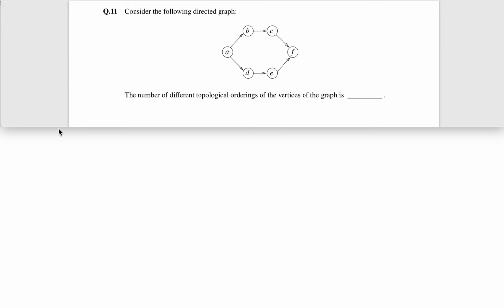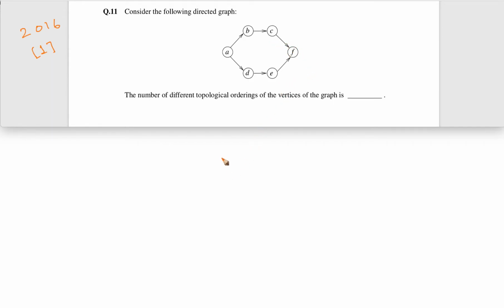Okay, now let's see this question. This question came in GATE 2016 for 1 mark. The question is, consider the following directed graph. So this directed graph is given and the question is the number of different topological orderings of the vertices of the graph is what? So for this directed graph, we have to find how many different topological orderings can be there.